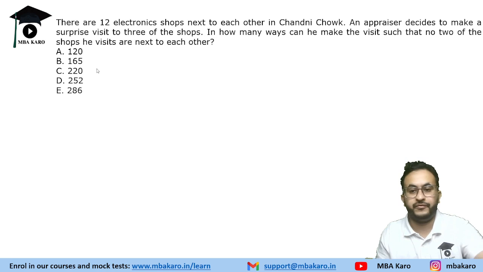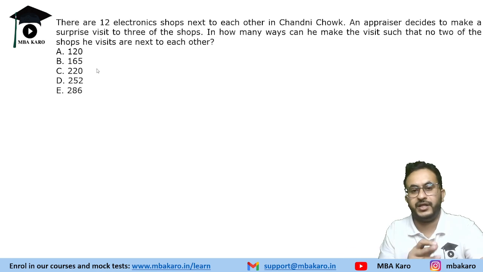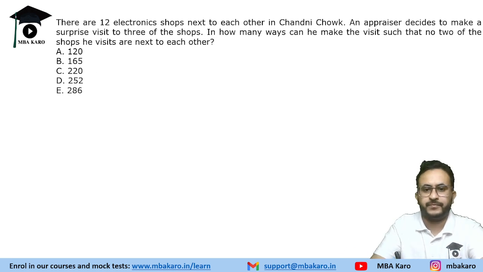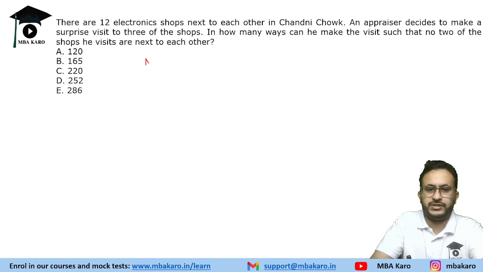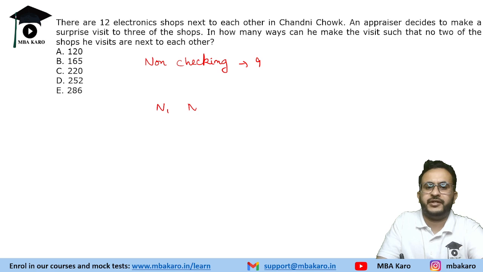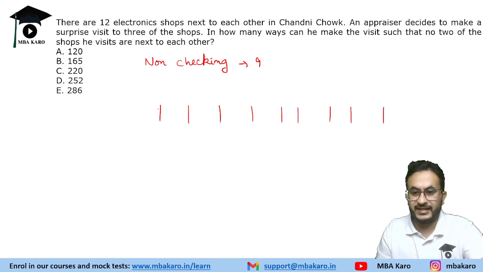Now here what we have to do, we have to pick 3 shops, right? So there are 9 non-checking shops. Okay. So first arrange, or not, in this case not arrange. You would say place the non-checking shops. There are a total of 9 shops. So we will say N1, N2, N3, N4, N5. You do not have to name them, you can put 9 lines also. 1, 2, 3, 4, 5, 6, 7, 8, 9. So these are the 9 barriers.